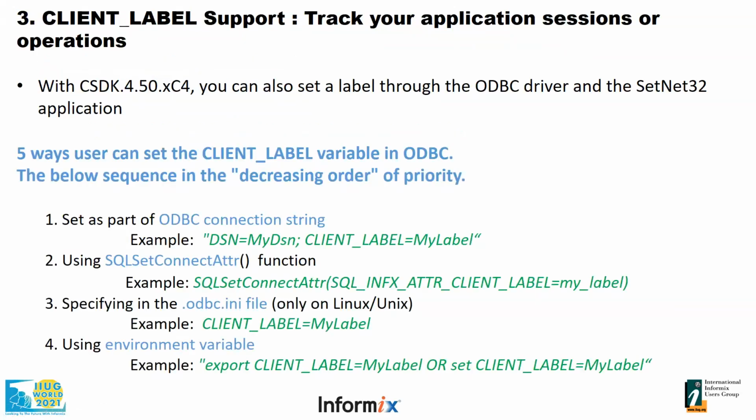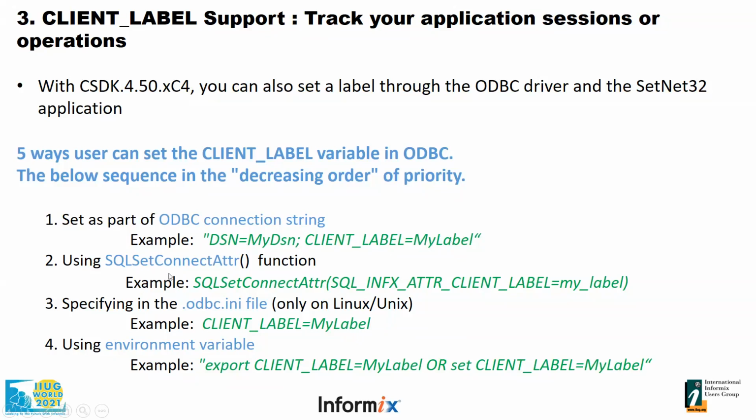So next is the client label support in the ODBC driver. This support is enabled from the 4.50 XE4 version onwards. Here, the client label is mainly to track your application sessions or operations. There are 5 ways to do that. The below sequence is in decreasing order of priority. In an ODBC connection string, you can mention your label after your DSN. Here I am mentioning it as my label.